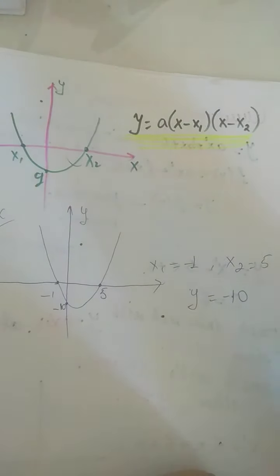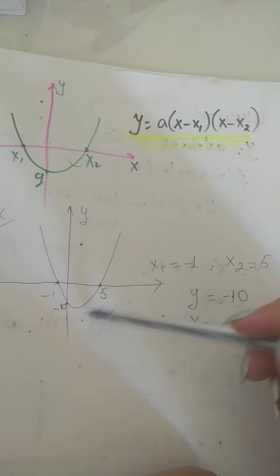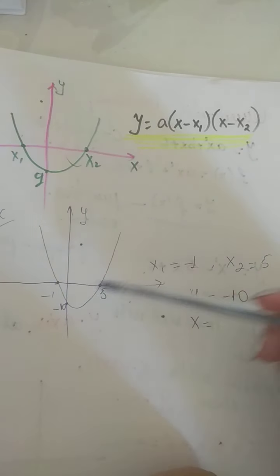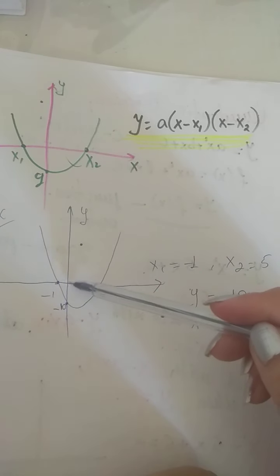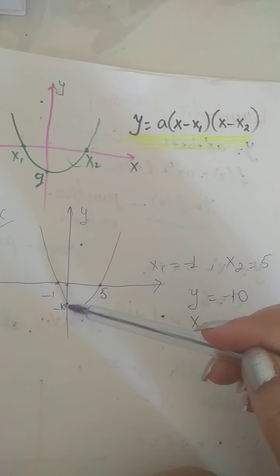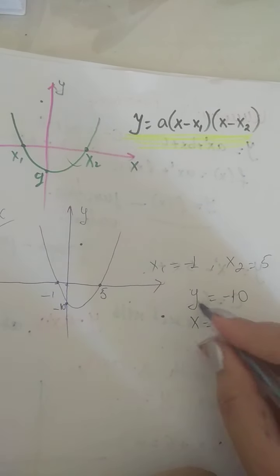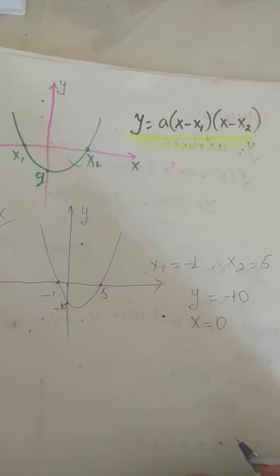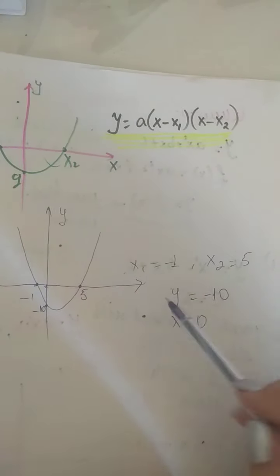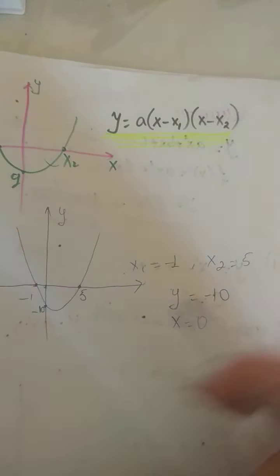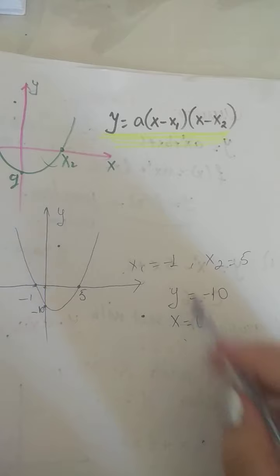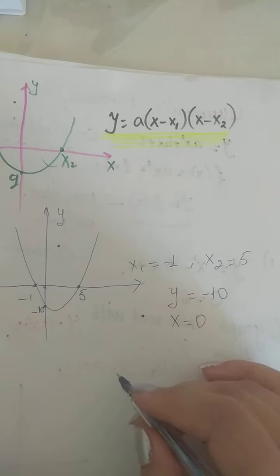So if y is -10, what's the value of x? Guys, I told you, if the graph intersects with the x-axis, at that point y is 0. But if the graph intersects with the y-axis, at this point x is 0. Look here, 0 and then -10. So x should be 0 for getting -10 for y. That's it. So we have x1, x2, y, and x. But for finding the function, we need to know a, the coefficient of x squared. So let me substitute all the values into your formula.